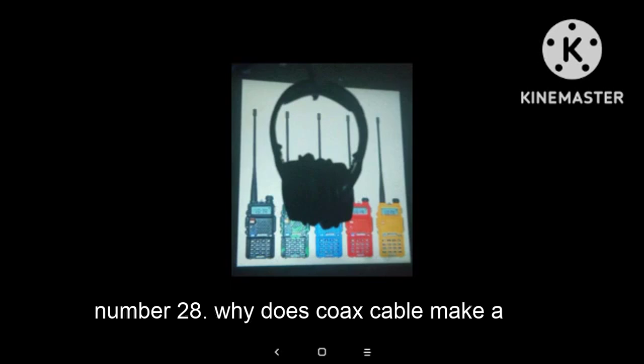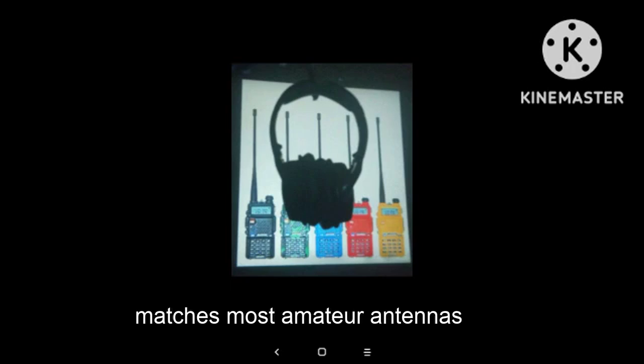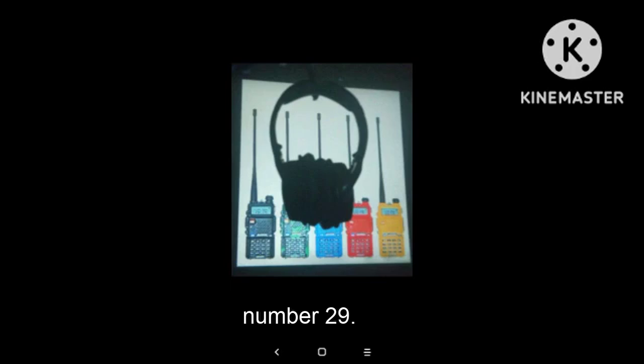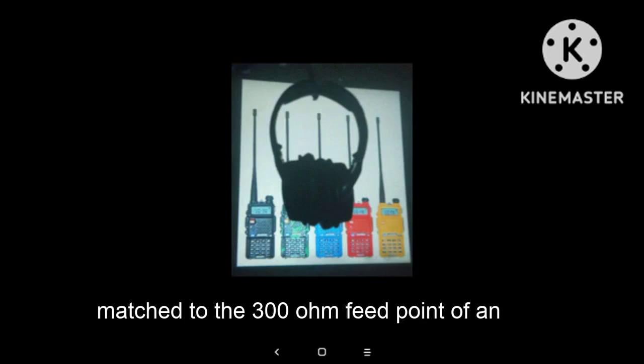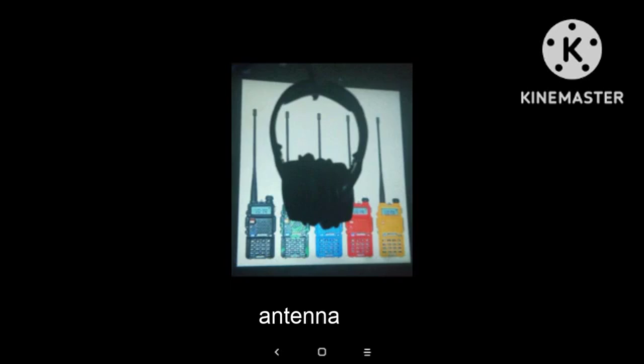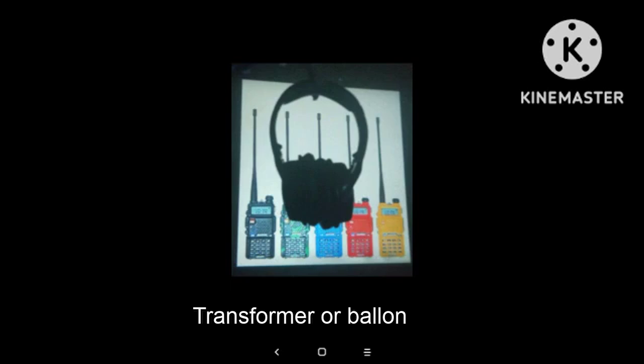Number 28. Why does coax cable make a good antenna transmission line? It is waterproof and its impedance matches most amateur antennas. Number 29. A 75 ohm transmission line could be matched to the 300 ohm feed point of an antenna by using a 4-to-1 impedance transformer or balun.